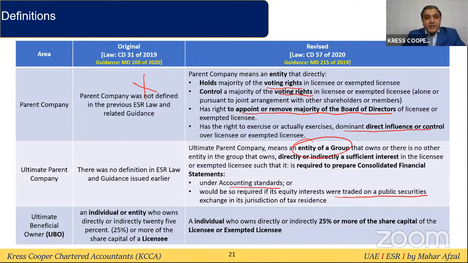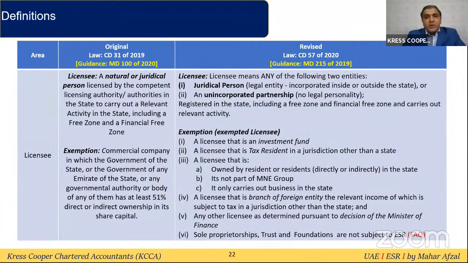So ultimately, beneficial owner has been there. Initially, an individual was being considered, an entity was being considered as ultimate beneficial owner. But in the revised ESR law, they said an individual who owns 25% or more of the share capital, they have removed the entity from the definition of ultimate beneficial owner. Out of all these definitions, the most important is licensee.